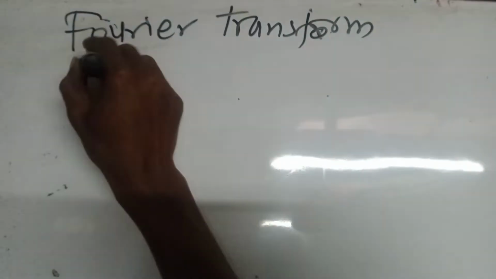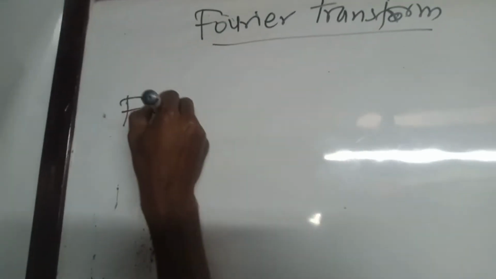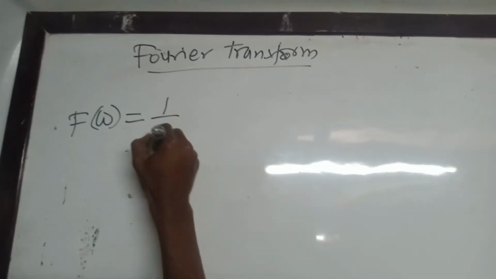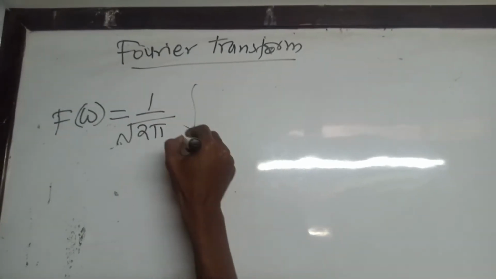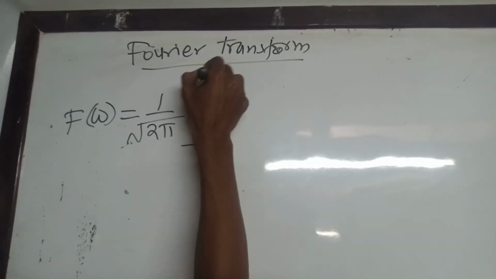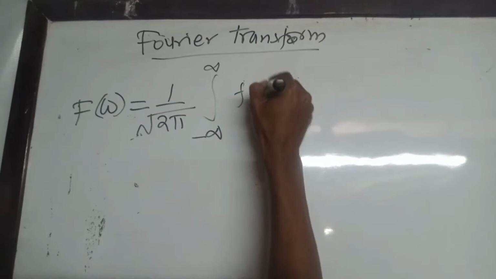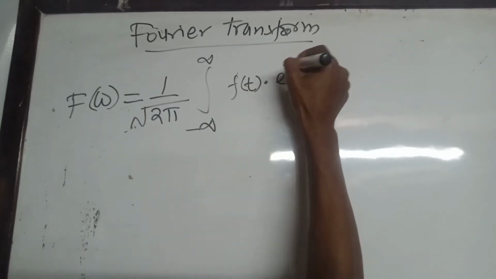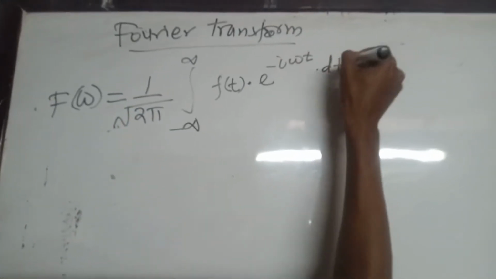Okay, Fourier transform. Normally we say that the Fourier transform, F of omega, is equal to 1 over the square root of 2 pi, integrating from negative infinity to infinity, the function of t multiplied by e raised to negative i omega t dt.